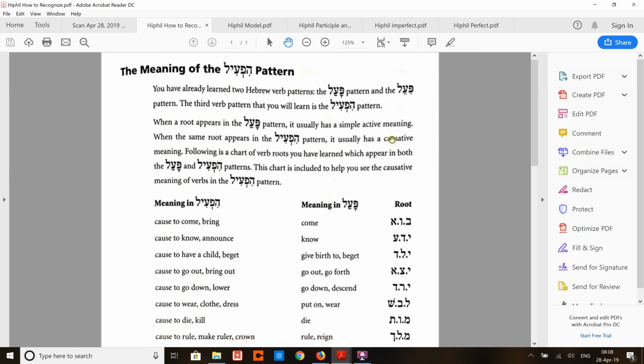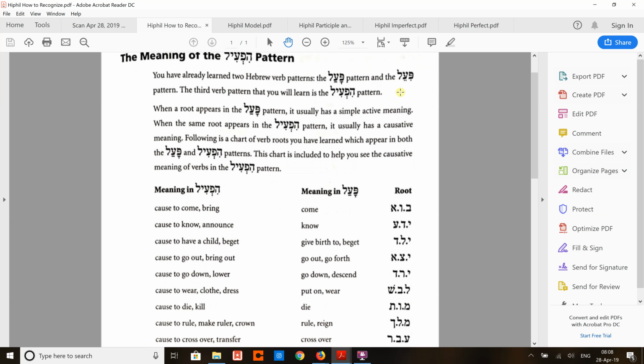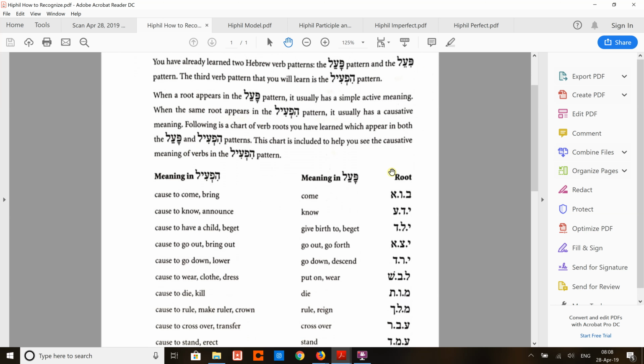So the following is a chart of verbal roots you have learned which appear in both pa'al and hif'il. So that's helpful, right? We're going to just look at a couple of these and see, how does putting it in the hif'il pattern change the meaning? Let's skip bo for now. And let's go to yada.